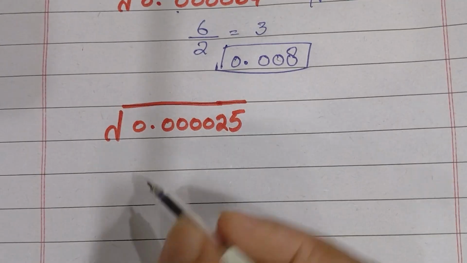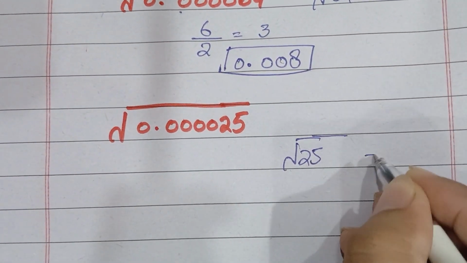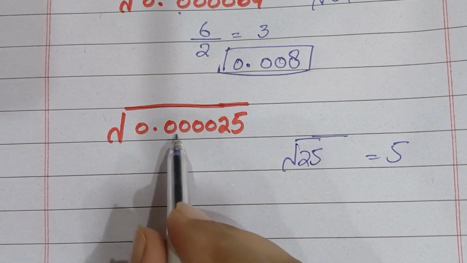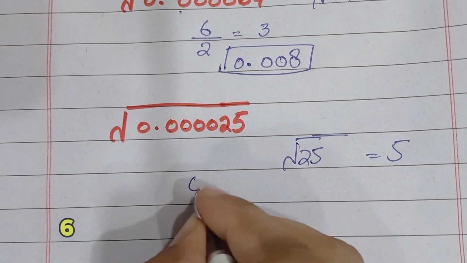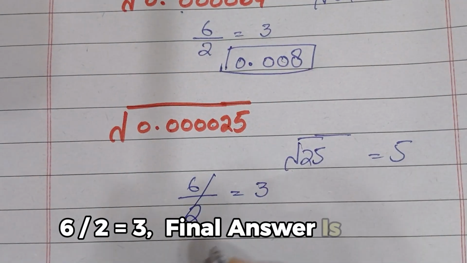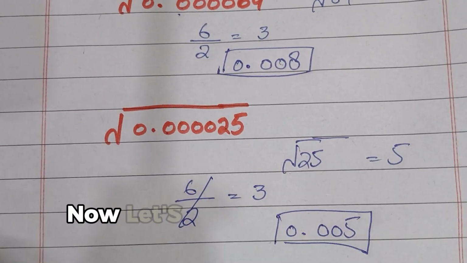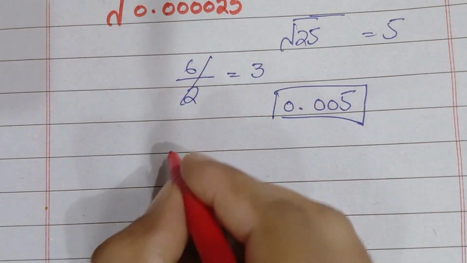Let's solve the next. First, square root of 25 is 5. Now count 1, 2, 3, 4, 5, 6. 6 divided by 2. Now our answer is 3. Final answer is 0.005. Now let's solve some other examples.